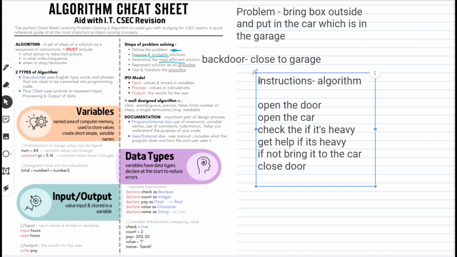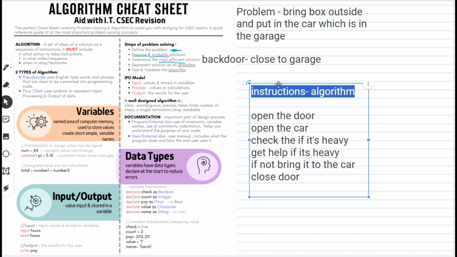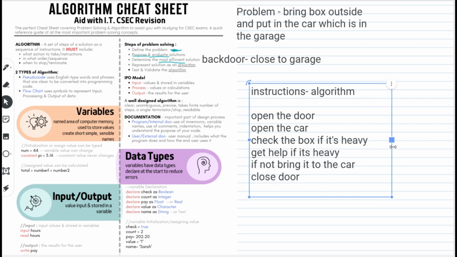All right, bear with me. Trying to figure out these tools, but bear with me. We want to work with what we have, right? So your instructions are going to be, you're going to open the door, open the car, check if the box is heavy, and if it's heavy, get help. If not, bring it to the car, close the door. Which door are we closing, the car door or the back door?